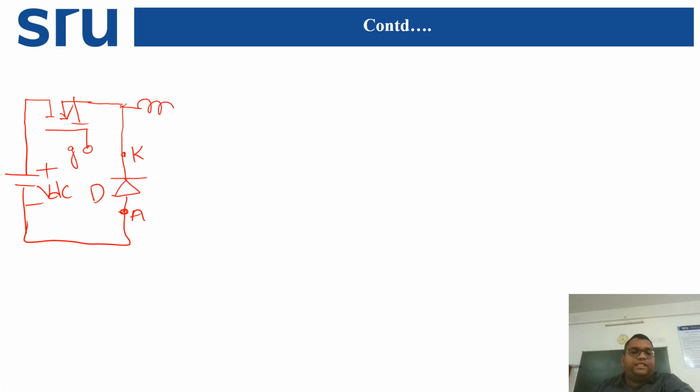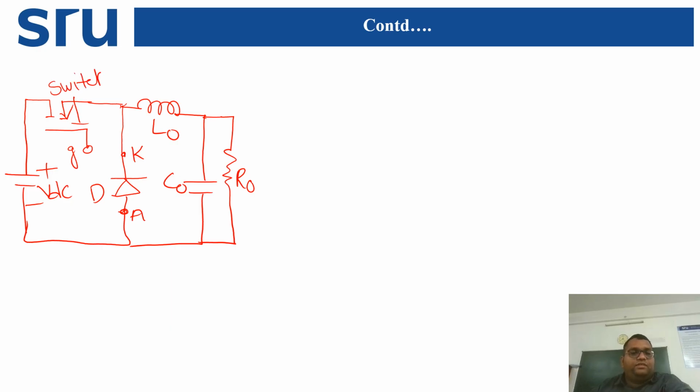After that, let us take an inductor, next a capacitor, and next a resistor. This is R naught, this is C naught, this is L naught. This is the basic buck converter circuit. This is the switch, and this is the load voltage. The current flowing across this is I naught, and across this one is V naught, called VR naught. This is the buck circuit, the buck DC to DC converter.